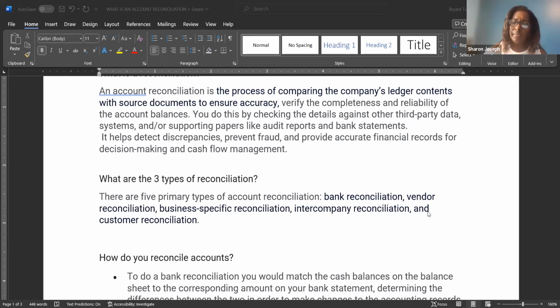And then the final kind of reconciliation is a customer reconciliation. That's basically saying, do you have all of your receivables? Do you have all of your invoices? Do you have all of your sales recorded?